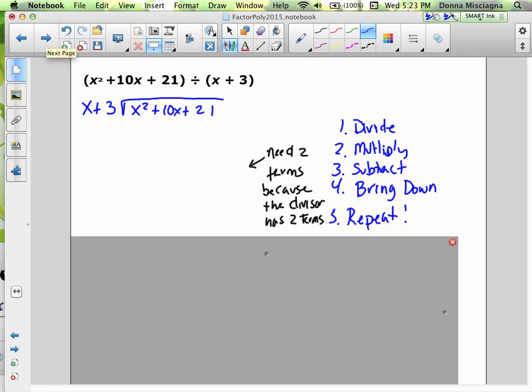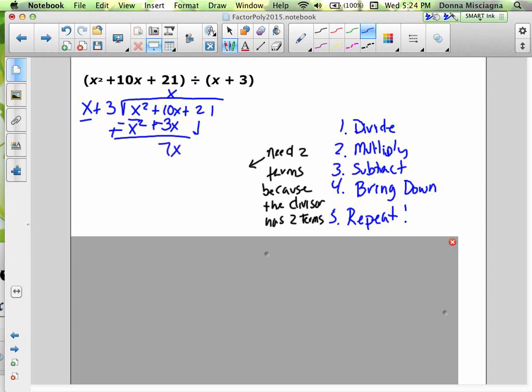I only deal with the leading terms. So what would I have to multiply x by times x is x squared. All right, so now I do step 2, I multiply. X times x is x squared. X times 3 is 3x. And now we subtract, which means to add the opposite. X squared minus x squared is 0. I don't need to write that down. 10x minus 3x is 7x.